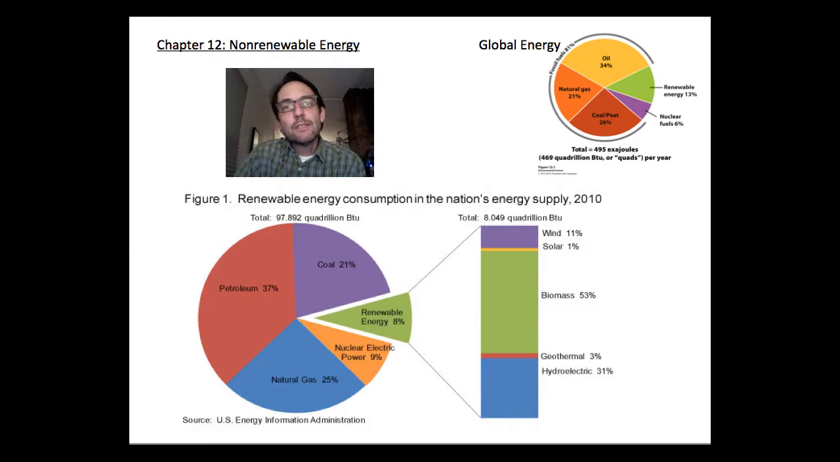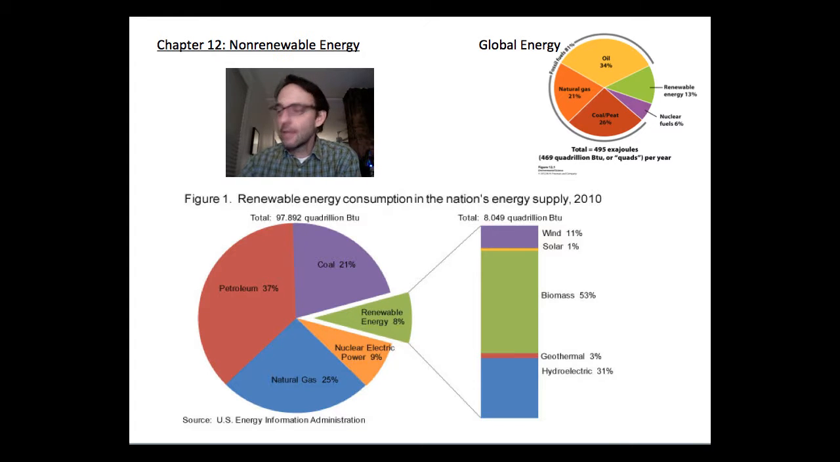Hi, so this is the start of chapter 12, which is really all about non-renewable energy. First we're going to talk a little bit about types of energy use, both globally and within the United States. Then we're going to focus on the different types of these non-renewable energies and talk a little more about where they come from, how much we have, how long it's going to last, and some of the pros and cons of those different types of non-renewable energy sources.